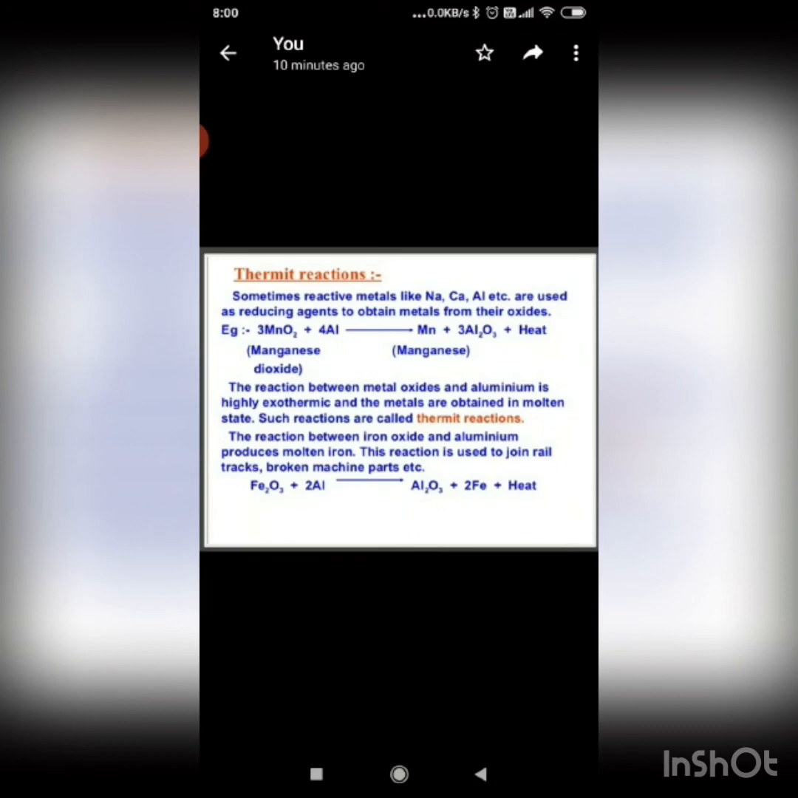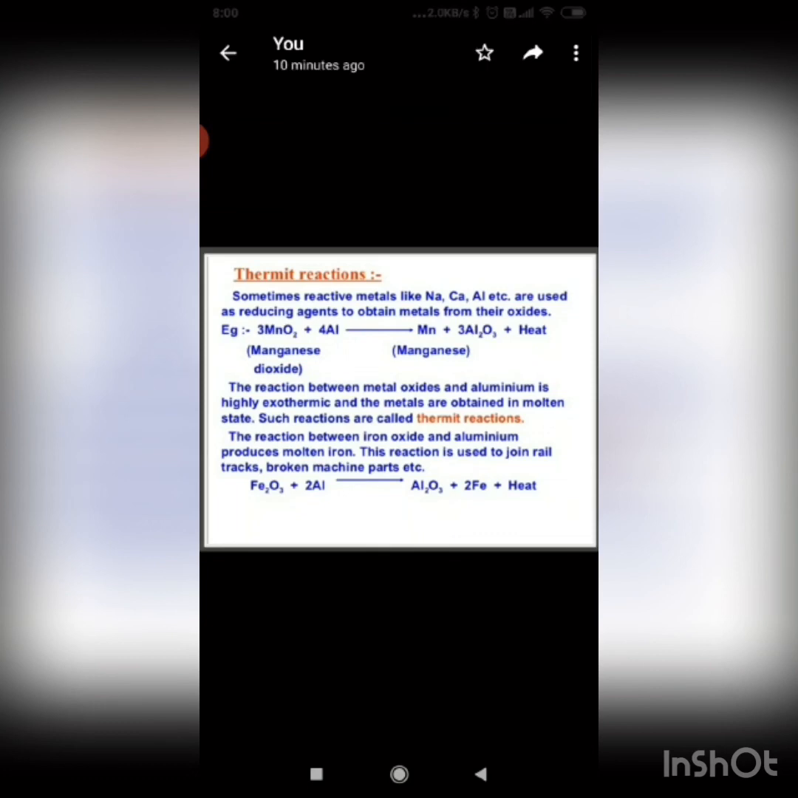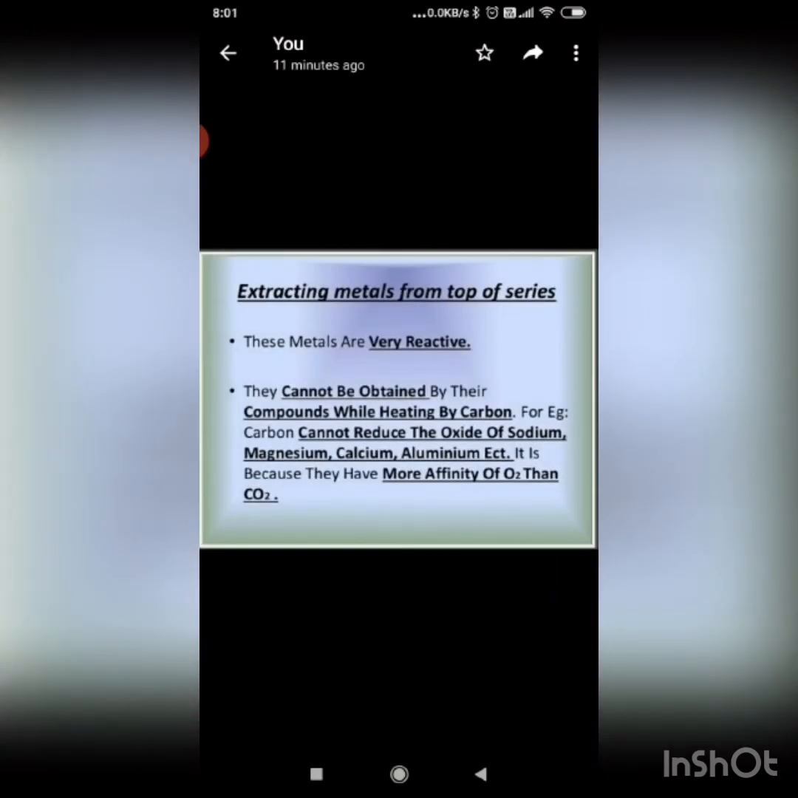One more reaction is there. When metal oxides are heated with aluminium, for example manganese dioxide reacts with aluminium, it forms manganese and aluminium oxide, and lots of heat is released. So now, how are the metals of high reactivity extracted?